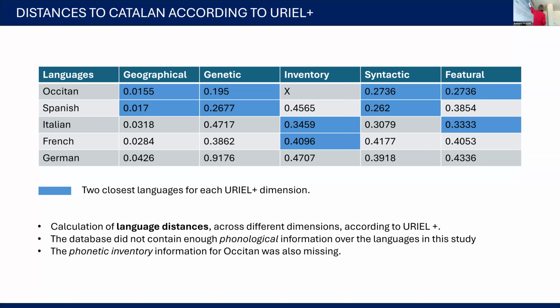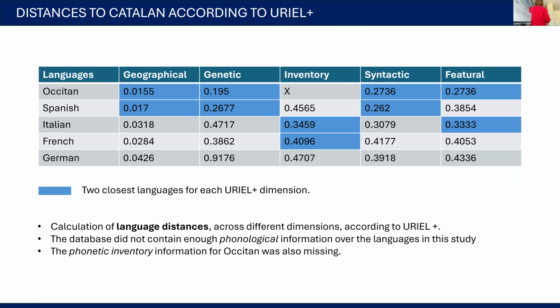From the point of view of the phonetic inventory, unfortunately, I did not have enough features for Occitan, so we don't have that type of information. But we find, interestingly, that the closest relative from a phonetic point of view is Italian, which was not even in the family of the Western Romance dialects or languages. So this is an interesting fact, and I want you to put it in your pocket for later.